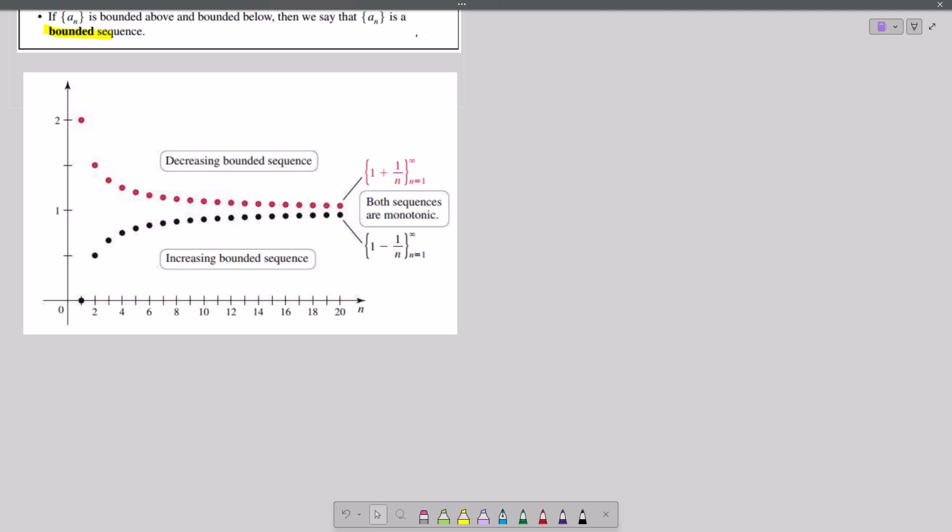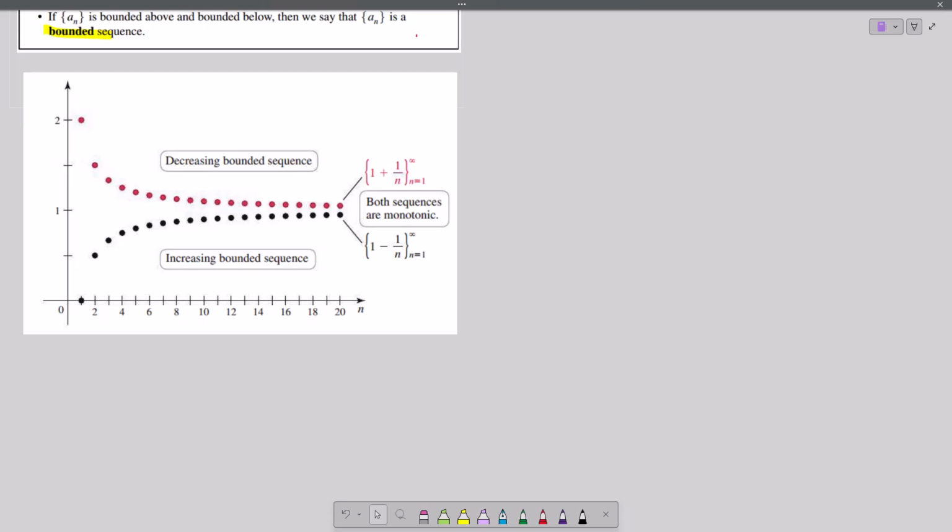This red sequence is bounded below, but it's also bounded above, right? There's no number in the sequence that's above 2, nor will there ever be. So this one is bounded above and below, so we would say it's bounded. This black sequence is bounded above by 1, it's bounded below by 0. There's no value less than 0. So both of those are bounded sequences.